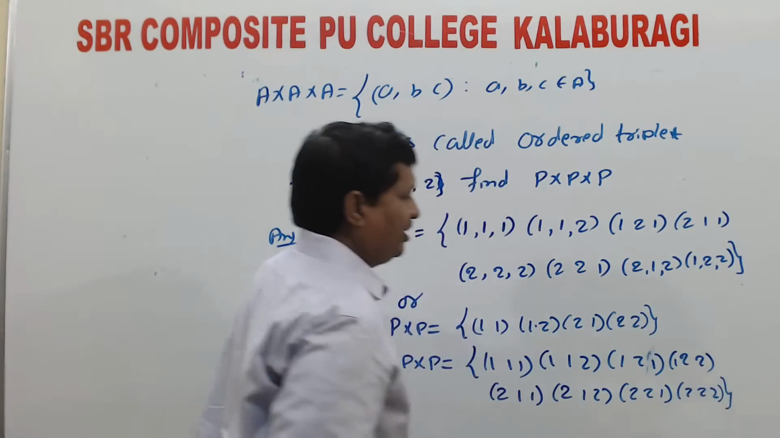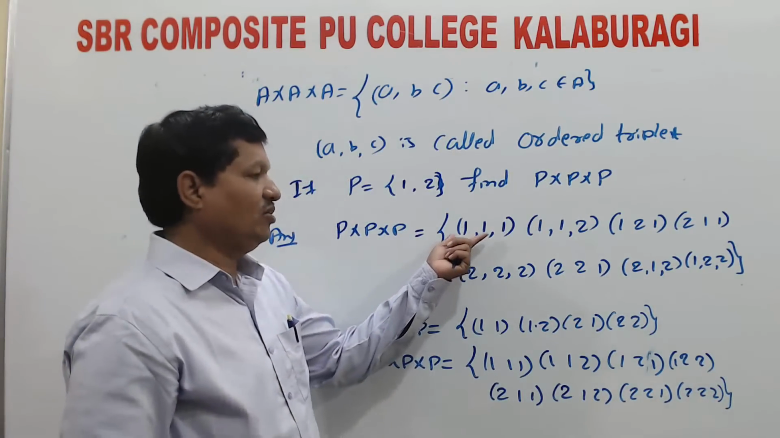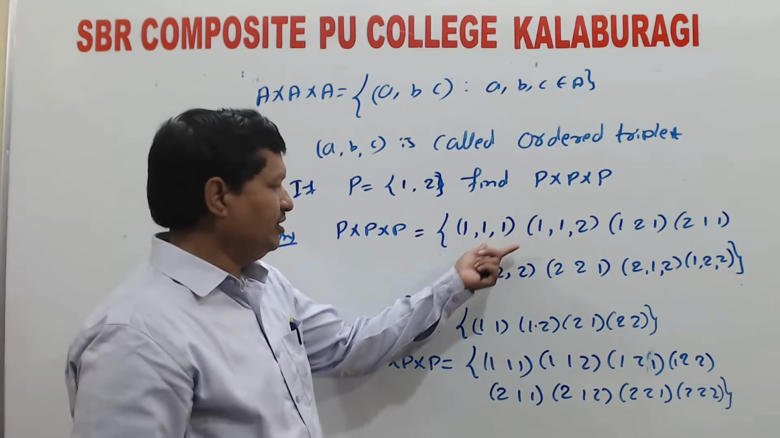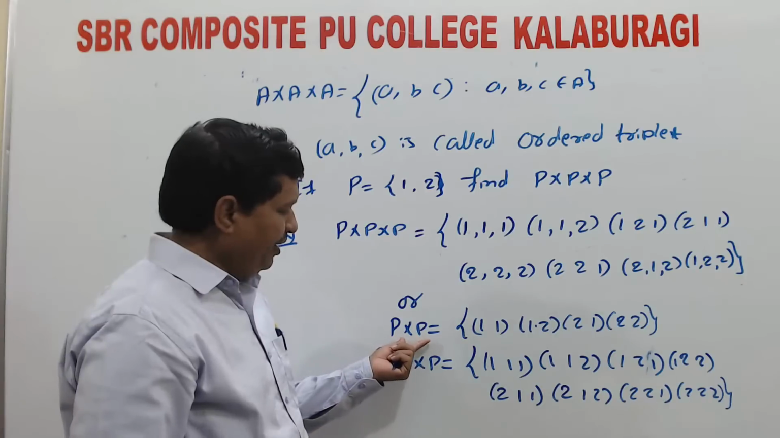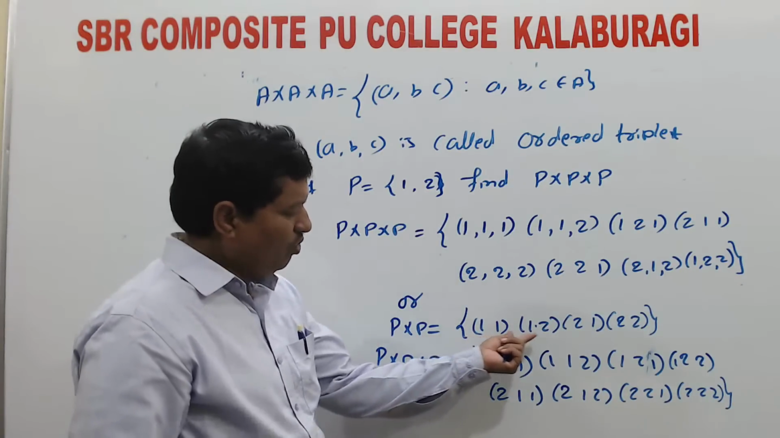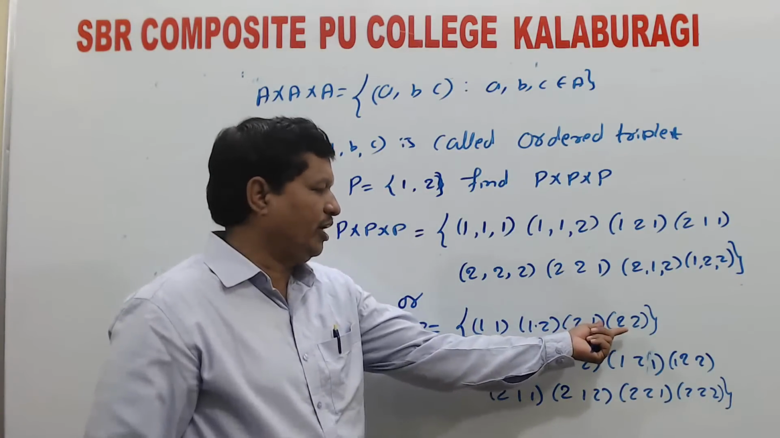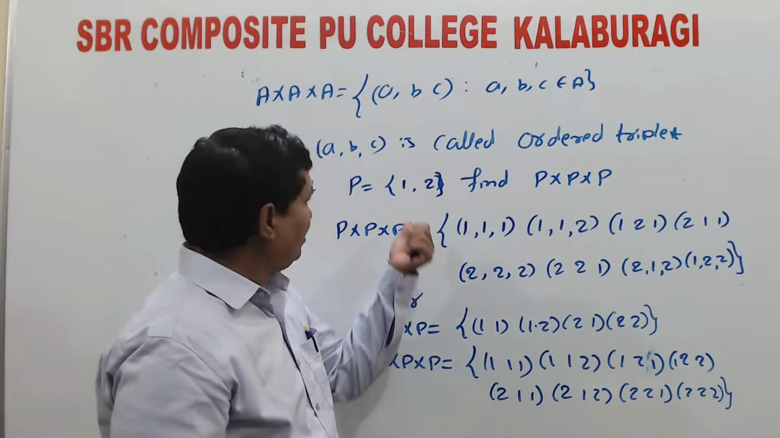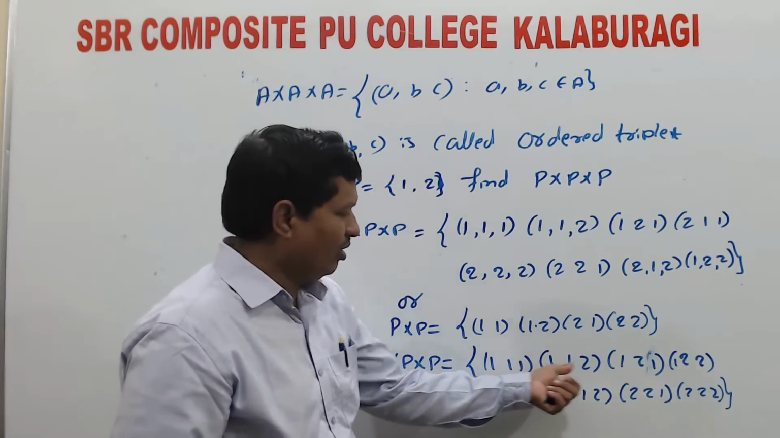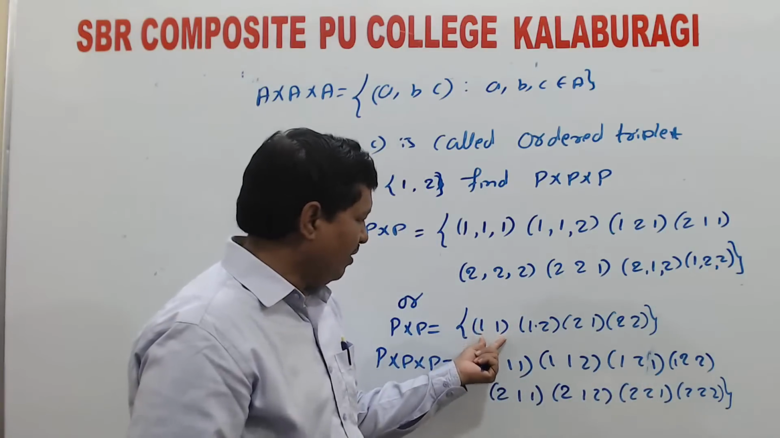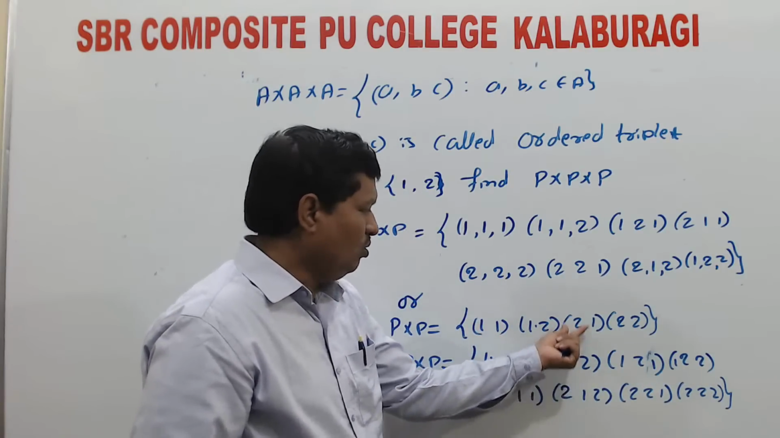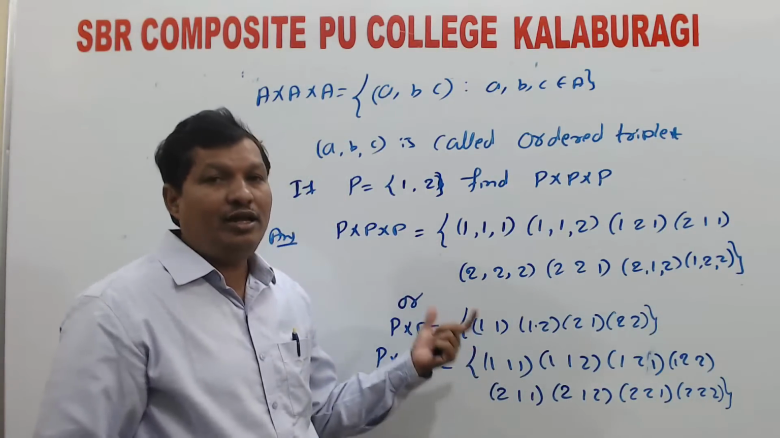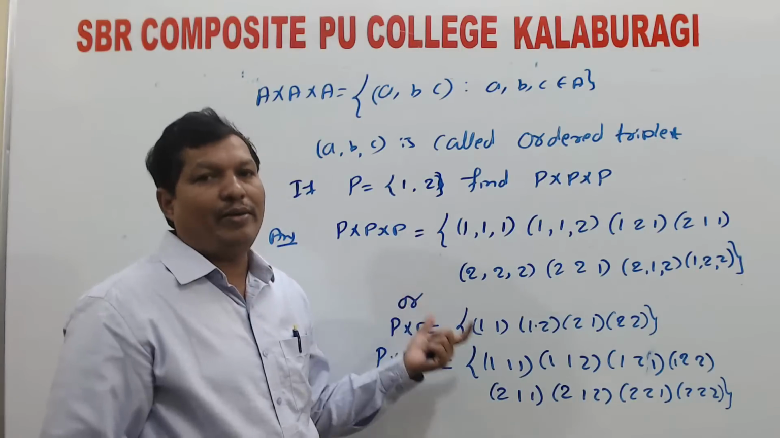Okay, how to write? What is the trick to write like this? It is not easy to write all the combinations sometimes. That is why you can write directly this first. Otherwise, you have to write P cross P. P cross P means 1 1, 1 2, 2 1, 2 2. Next, if you want to write P cross P cross P, for the first element I take 1. These elements again I will write here: 1 1, 1 2, 2 1, 2 2. So nothing but what it is, you have to write all the combinations of elements.